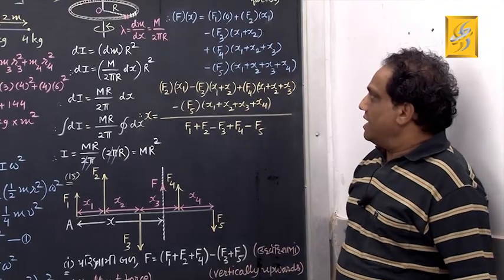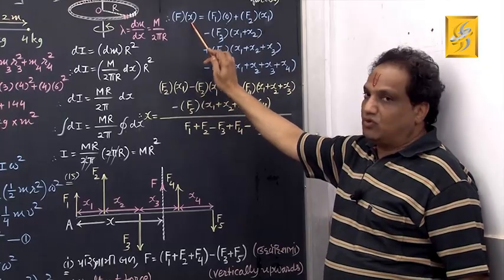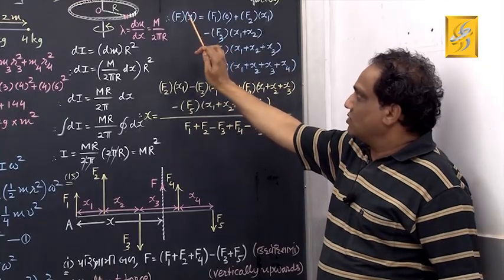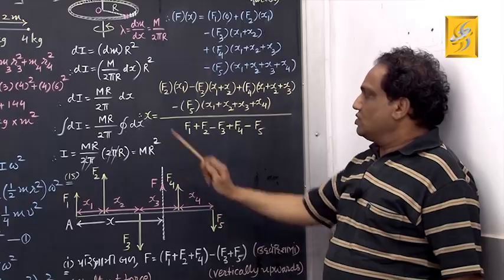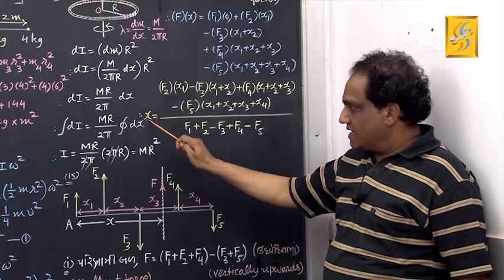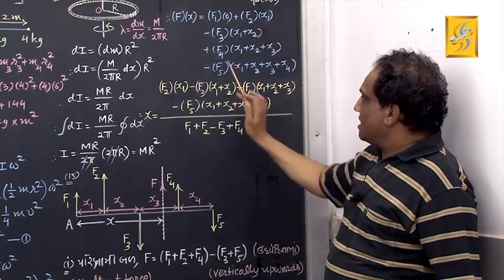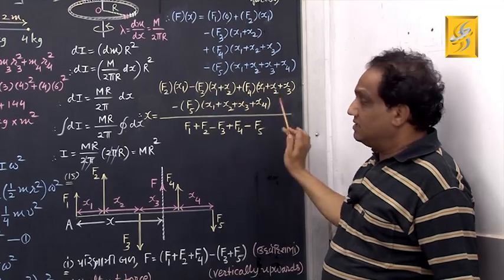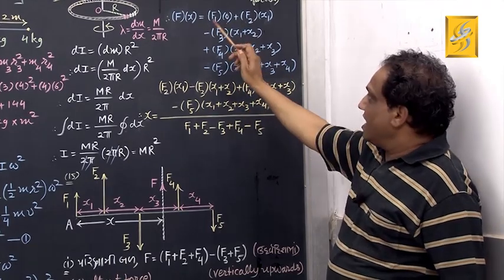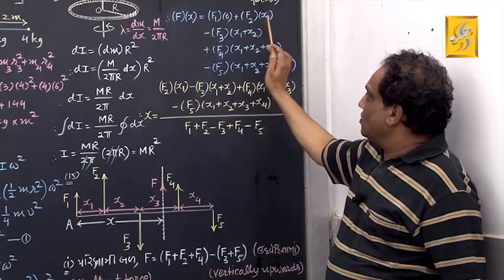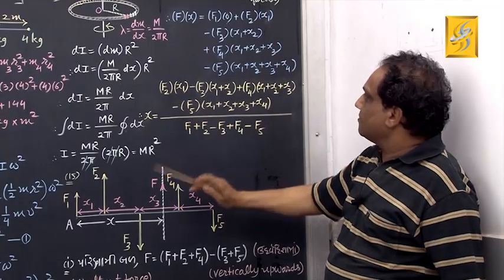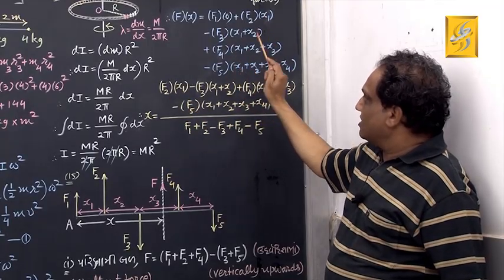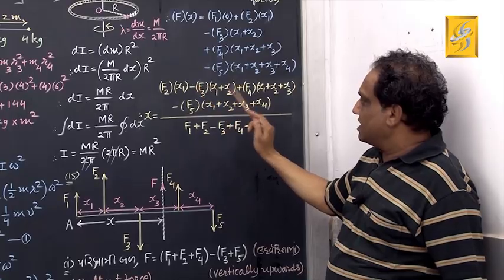Correct? Now I want only x, so I should make it the subject of the equation. I should transfer this F to the denominator. So make x the subject of the equation. This numerator part I have written as it is. Just check and verify. F1 into 0 is 0. F2 into x1. Minus F3 into x1 plus x2.